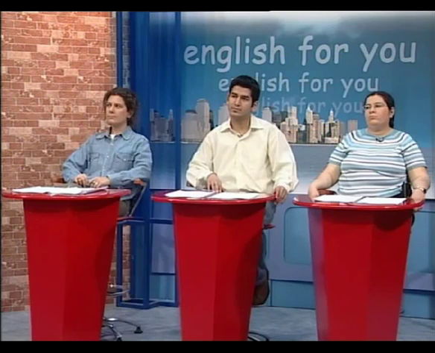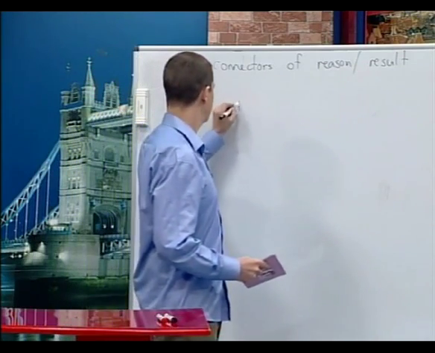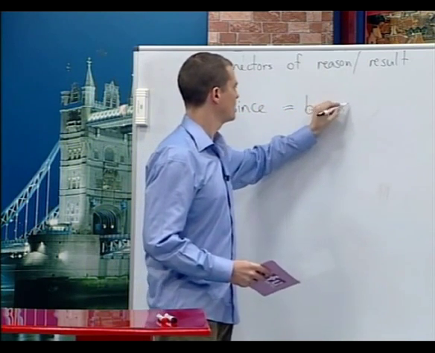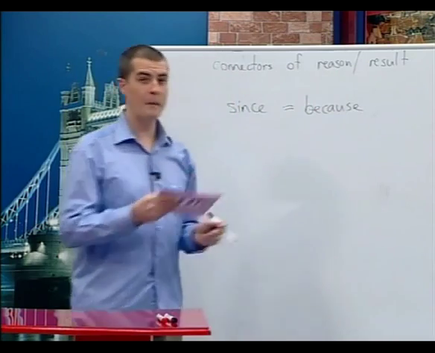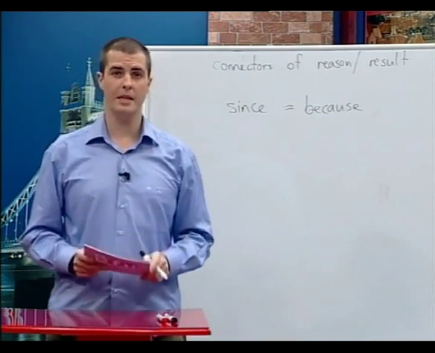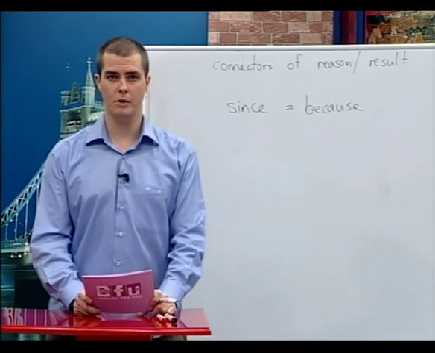Since is a connector of reason, and it has the same meaning as because. It may be placed at the beginning or the end of a sentence, and when it begins a sentence, a comma is usually placed after the first clause.